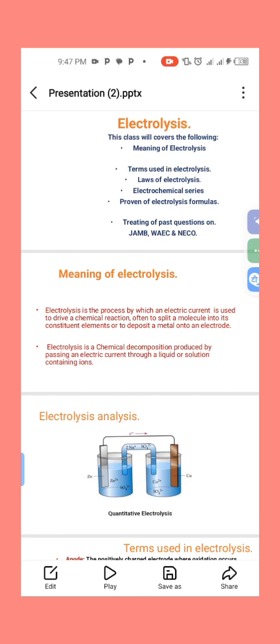The meaning of electrolysis, the terms used in electrolysis, laws of electrolysis, and electrochemical series, proving of electrolysis formula, and then the videos of some JAMB and WAEC and NECO questions on electrolysis.